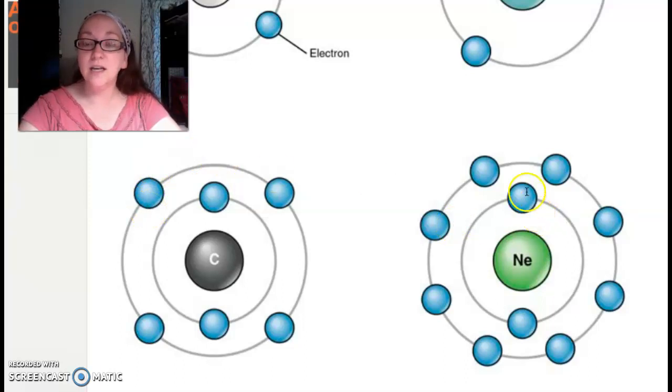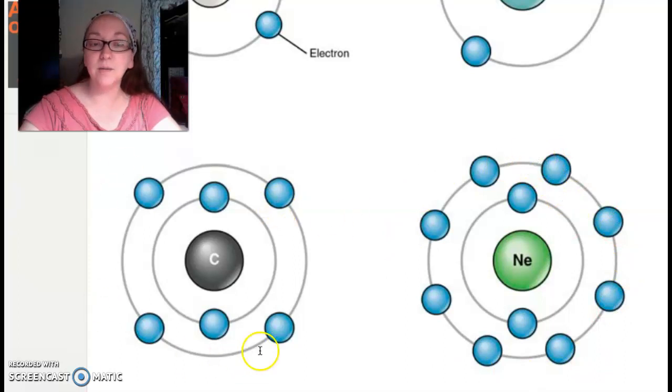Look at neon. Neon has 2 in the center, and then 1, 2, 3, 4, 5, 6, 7, 8 in the outside. Wow, it's already full, so neon is inert. It does not react easily with other elements because it's already happy as it is. You can't get it to change because it is full of its maximum number of electrons.